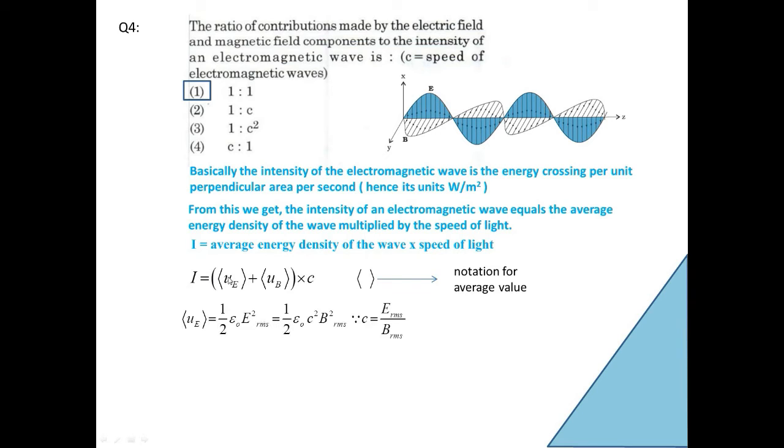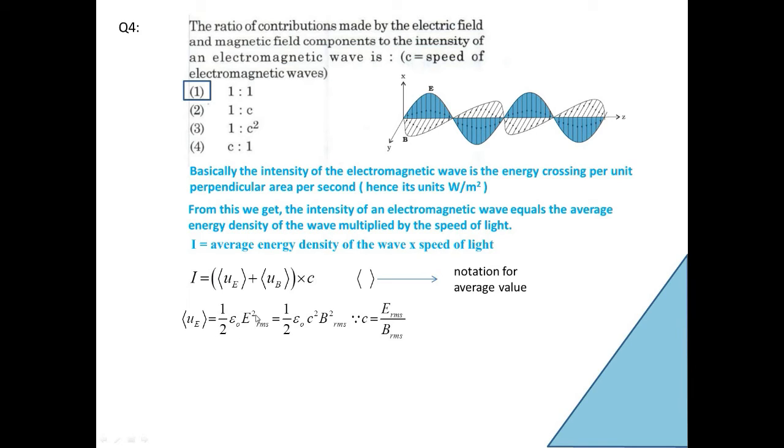Next step. We know U_E is half epsilon naught E_RMS square. That is the average energy density due to the electric field, half epsilon naught E_RMS squared. You will have to be very careful. This is E_RMS square, and this is the average energy density. If you simply write energy density as half epsilon naught E square, that may represent instantaneous energy density. So when you take the average, you will get this. The proof we are not going to consider here. So the average energy density of the electric field is this.